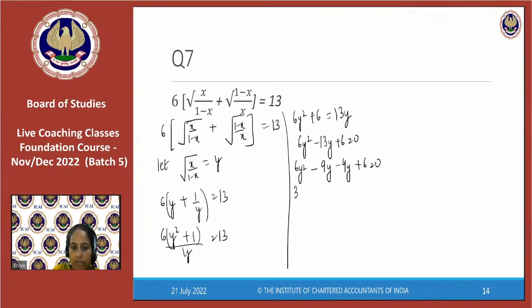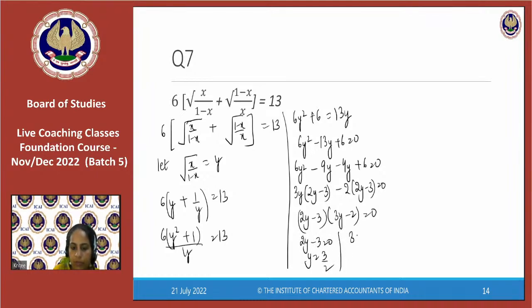Take out 3y common here, and 2y minus 3 common here. So (2y minus 3) into (3y minus 2) equals 0. So 2y minus 3 equals 0 means y is equal to 3 by 2. 3y minus 2 equals 0 means y is equal to 2 by 3. I just got the values of y.